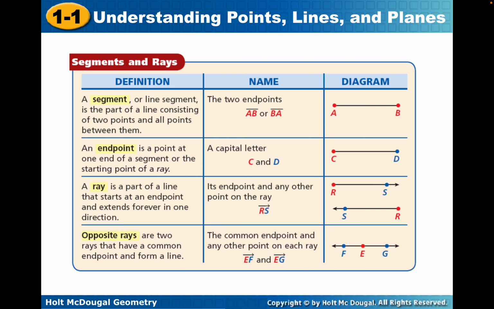All right, and then at the end of those segments, where the line stops, those are endpoints. So that is just the point at one end of a segment or the starting point of a ray. And you can just label that by a capital letter, but that is an endpoint. It's not continuing on, it's the endpoint.